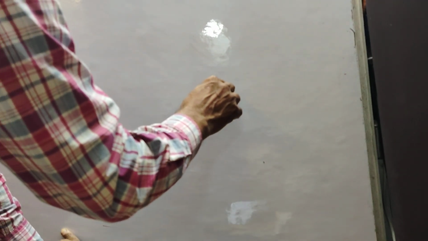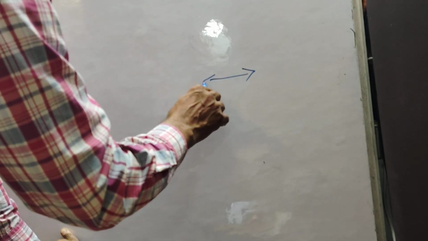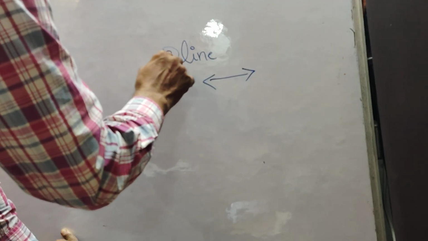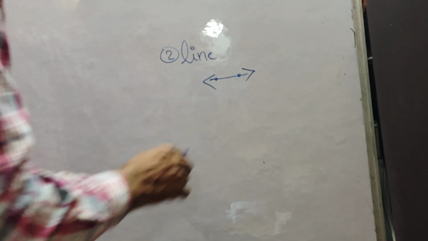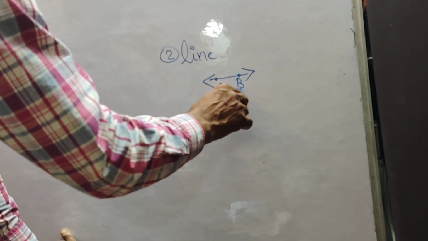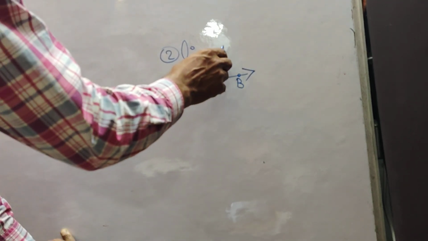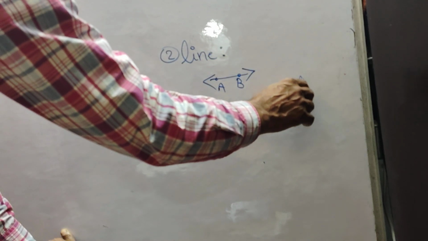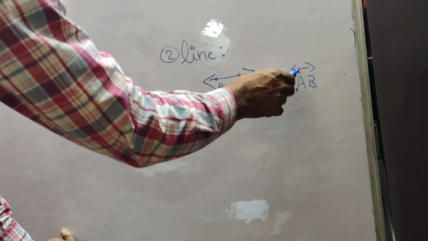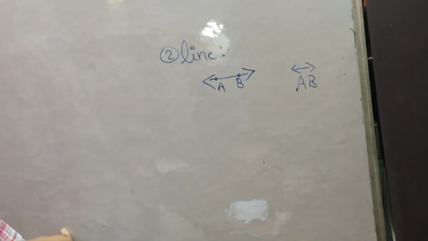So what is a line? A line is written by this symbol. It is called a line. It has an arrow on both sides. A line has arrows on both sides, and its name is written by two capital letters. So this is a line. It is written as line AB and read as line AB. These two arrows are called a line. So it is read as line AB.